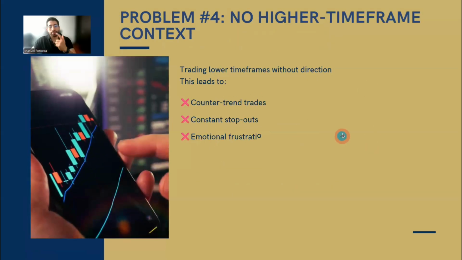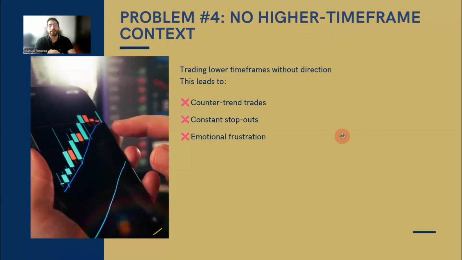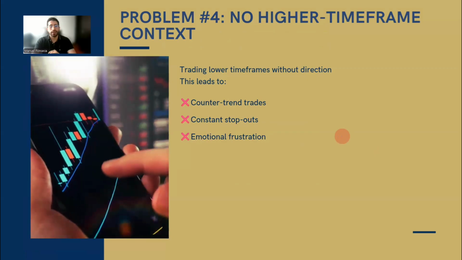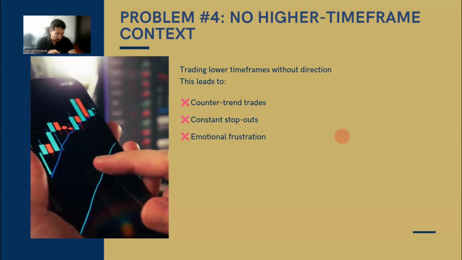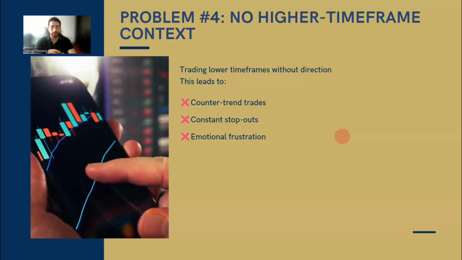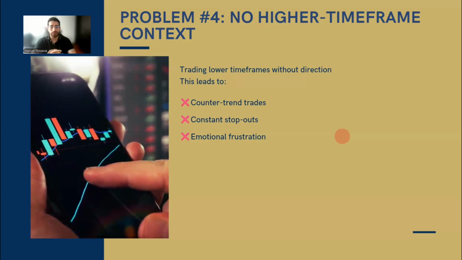Now, this is problem number four: higher time frame context. If there is no higher time frame context, you will be lost. Trading lower time frames is good, but without direction, it can lead to counter-trend trades, which, don't misunderstand me, are good, but sometimes if you don't know the real direction, it will be very painful: constant stop-outs and emotional frustration.